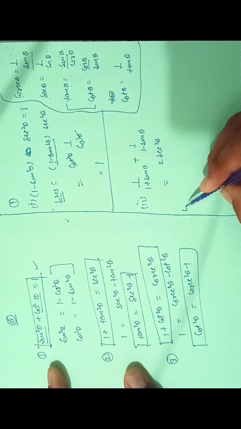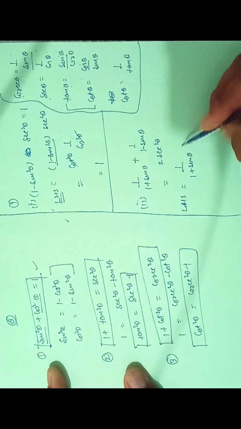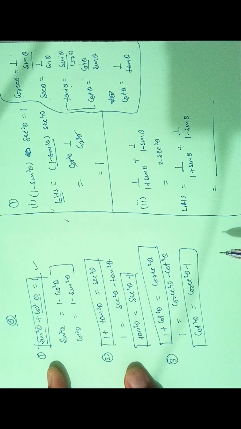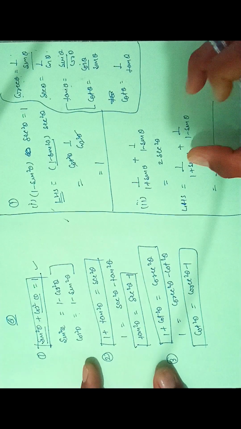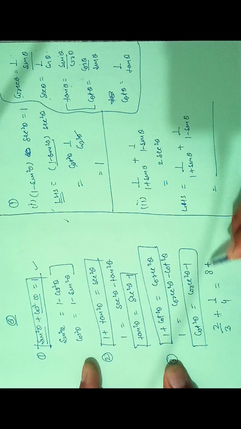Okay, so by taking the left hand side, that is 1 upon 1 plus sin theta plus 1 upon 1 minus sin theta. Whenever you have two fractions like this, take an example: if it is given 2 by 3 plus 1 by 4, simply multiply this 4 by this 2, so 4 2s are 8, and put a plus sign between, and then multiply this 3 by this 1, so it will be 3.